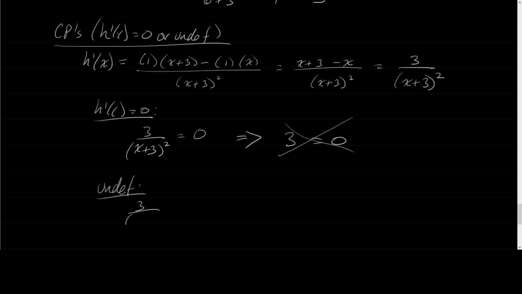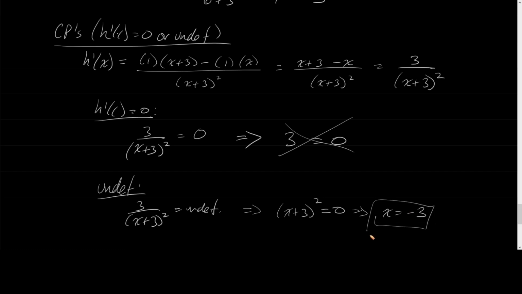So I have 3 over (x plus 3) squared. And now in here, what would make this undefined? Well, what would make this undefined is if we somehow broke the rules of math. And what would break the rules of math here? Well, if the denominator is 0. So that would give us (x plus 3) squared being equal to 0. If we solve this, that tells us that x would be equal to negative 3.